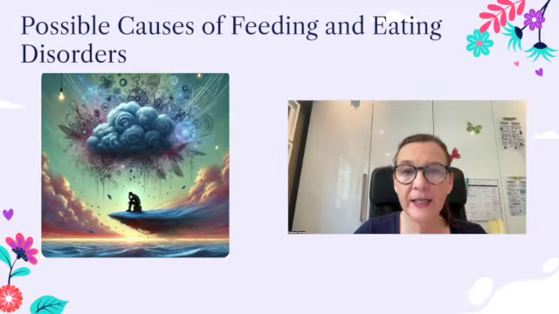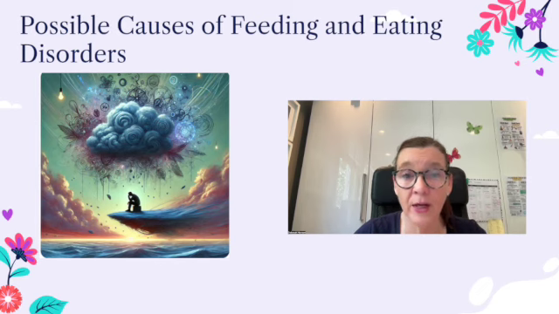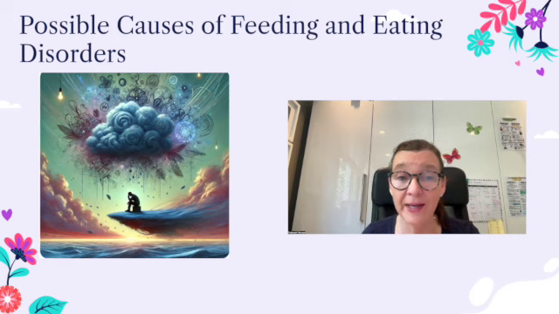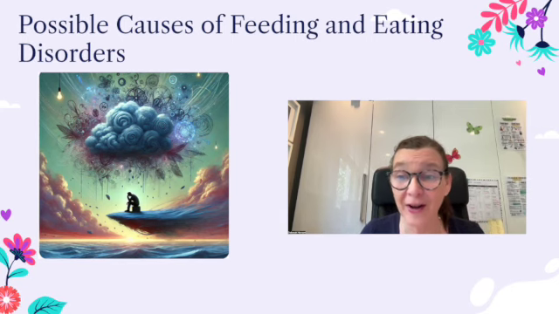So when we look at feeding and eating disorders like anorexia, bulimia, or binge eating disorders, it's important to understand that they don't have just one cause. Instead, these conditions are the result of a complex mix of biological, psychological, social, as well as behavioral factors that influence how a person thinks, feels, and behaves about food and body image. Let's start with the biological causes. So let's really just start with biology.